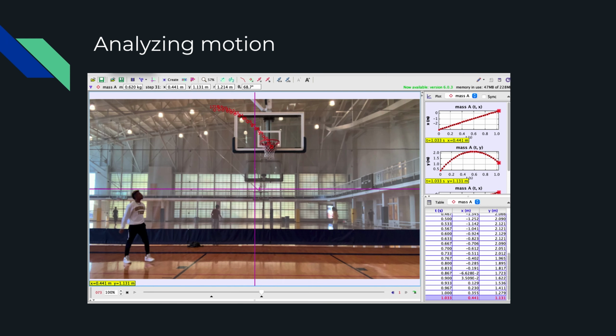The first thing I had to do was analyze the motion of my shot in Tracker. As you can see here, I simply went frame by frame as the ball left my hand until it got to the hoop. And as you can see, Tracker automatically made these two graphs and plotted the data for me on the side.